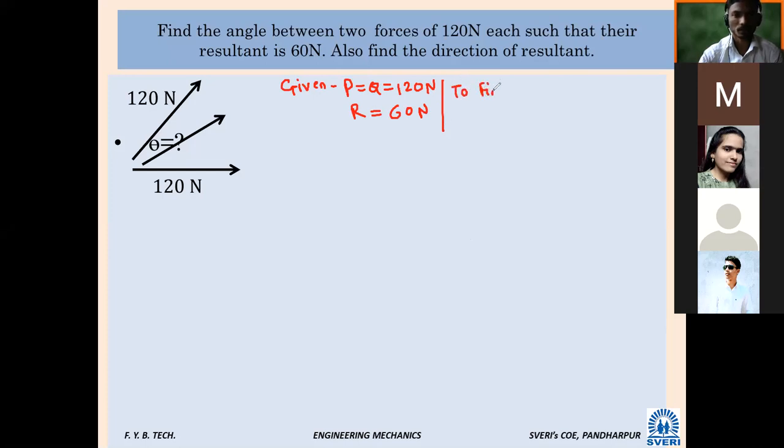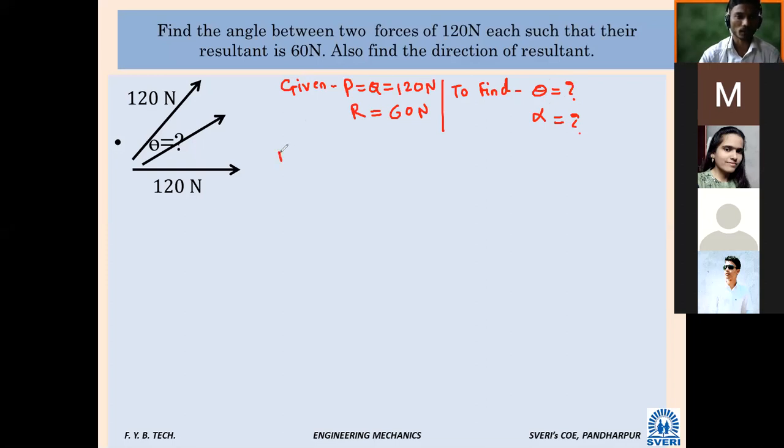To find the angle theta between the two forces, and we are also going to find the direction of the resultant, alpha. So what is our regular method? The law of parallelogram of forces.